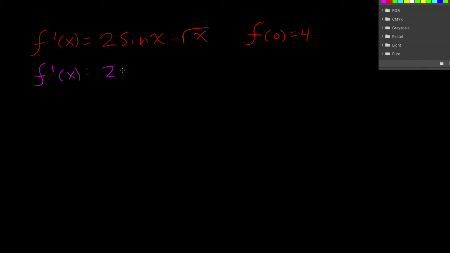Okay, let's try another one. So we're given a different derivative, 2 sine x minus the square root of x, and then f of 0 is equal to 4. Okay, so I'm going to rewrite the derivative before I take the antiderivative. Like that. Hopefully you're pretty comfortable doing that by now.